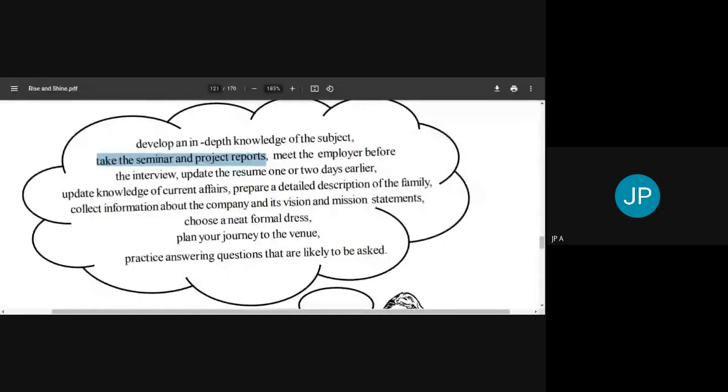So this is irrelevant for the interview. And next one, meet the employer before the interview. Should we meet the interviewer before the interview? That is also irrelevant. Very good.